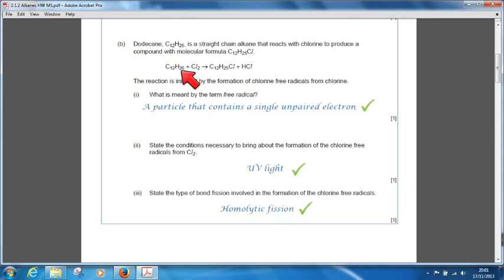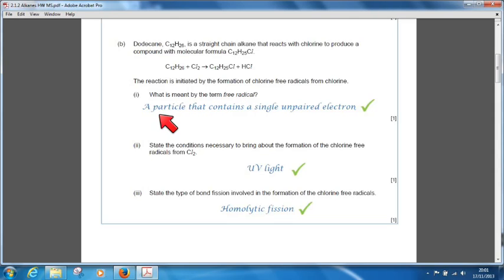We are given the equation here, and we're told that utilizing Cl2, we release an HCl molecule. Again, the hydrogen comes from here, and one chlorine comes from here. We're told that the reaction is initiated by the formation of chlorine free radicals from chlorine, and we're asked what is meant by the term free radical.